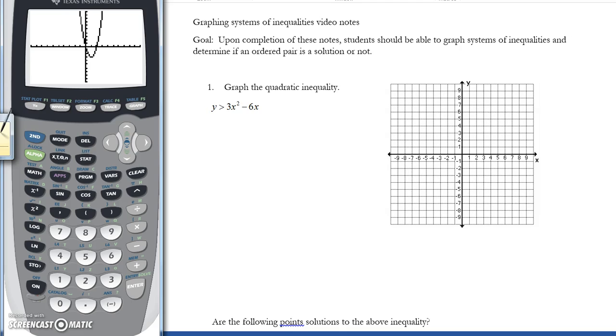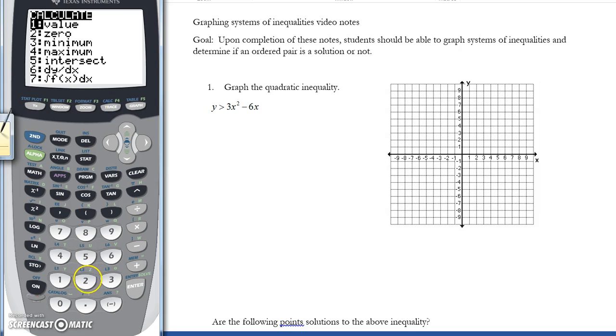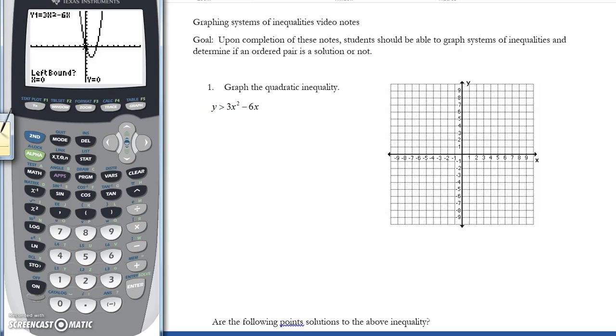Now we're going to graph this, and we're going to want 3 nice points as often as we can for parabolas. So I have 2 nice x-intercepts here, and I have a vertex. Now it looks like this is 0, 0, but I'm going to check in case it's a really close decimal. So I'm going to hit second, trace, which is calculate, number 2, which is zero, so I'm finding the zero or x-intercept.